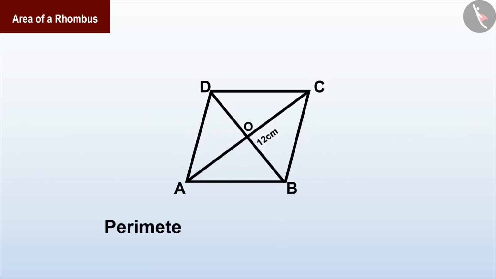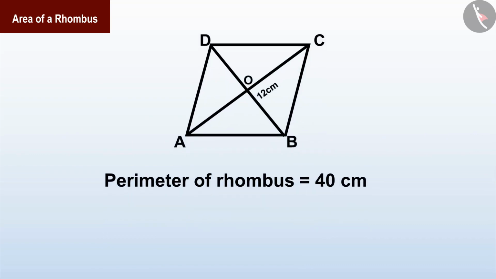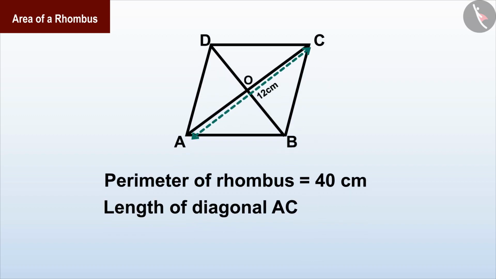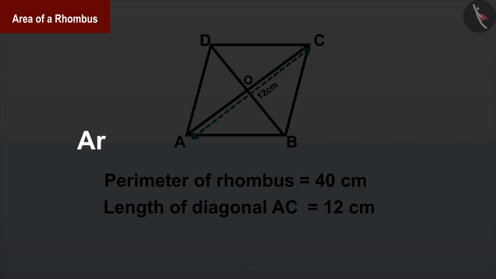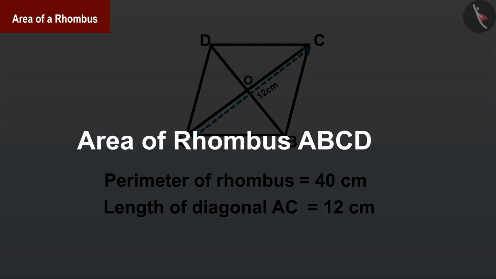By now, we have come to know about the area of rhombus. Today we will see an example based on the area of rhombus. The perimeter of rhombus ABCD is 40 centimeters. If the length of a diagonal is 12 centimeters, can you tell the area of the quadrilateral ABCD?